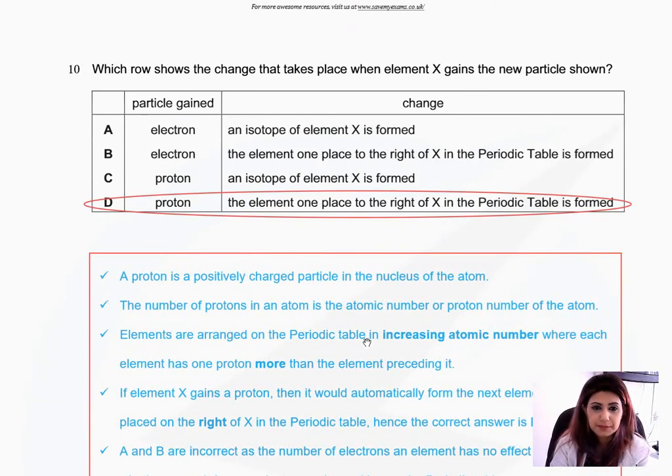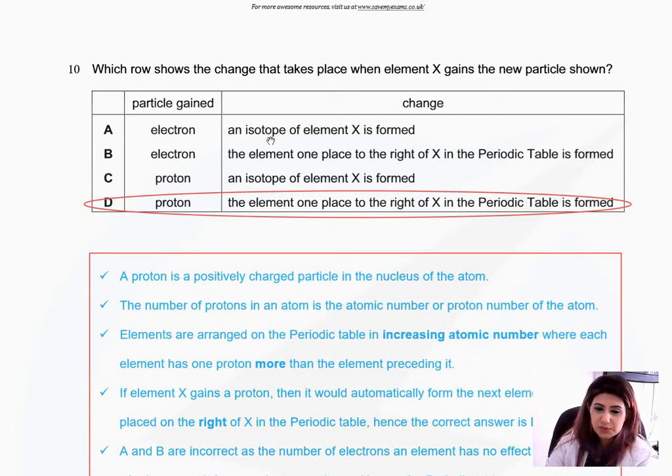10. Which row shows a change that takes place when element X gains the new particle shown? Okay, let's see. If a particle gains an electron, it becomes an ion. Gaining an electron, I would become negative. So it would be a negative ion.